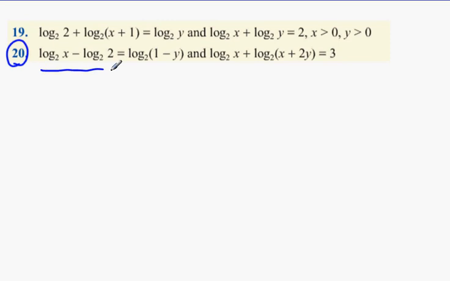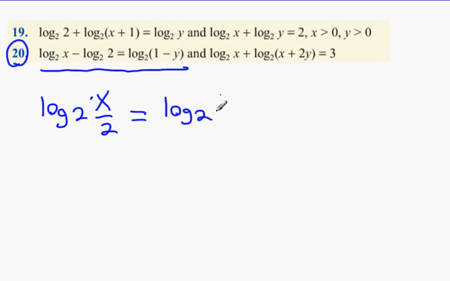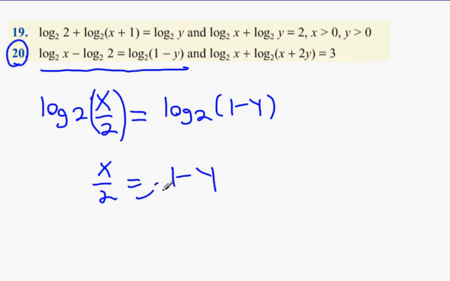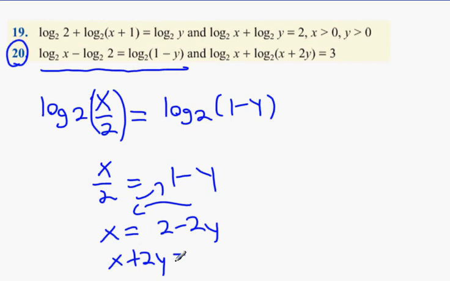Alright, looking at the first part of number 20, what rule can I do on the left? Log 2 to the power, and then it's going to be 2x, isn't it? Or sorry, no, not 2x. x divided by 2. It's the division rule. And then on the other side we're going to have log 2 of 1 minus y. Now what can we say about x over 2 and 1 minus y? They're equal. Okay, bring the 2 up. x equals 2 minus 2y. Bring the 2y over the other side. x plus 2y equals 2.